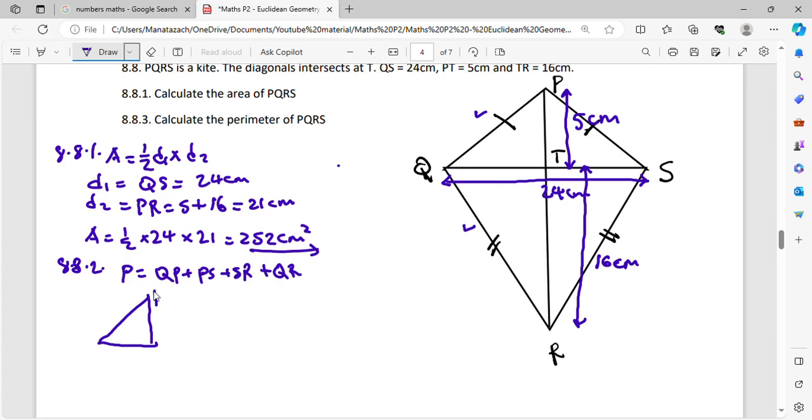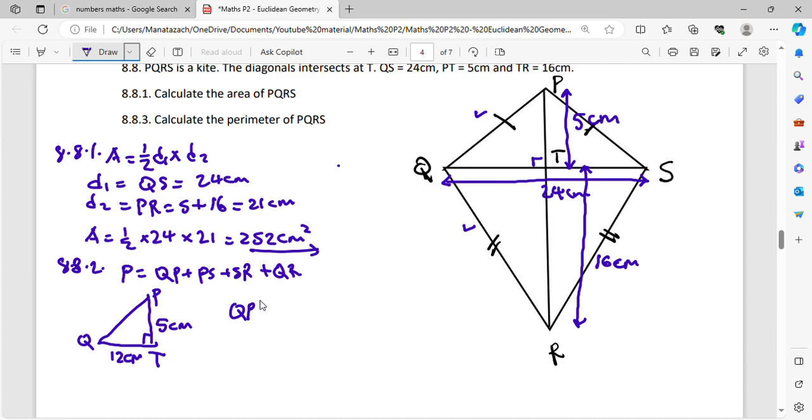QP is something like this. Okay, this is going to be T. So this length here is 5 centimeters, and then here you'll have 12 centimeters. So QP, you know that since this is a kite, that one is 90 degrees. So I have 90 degrees here.